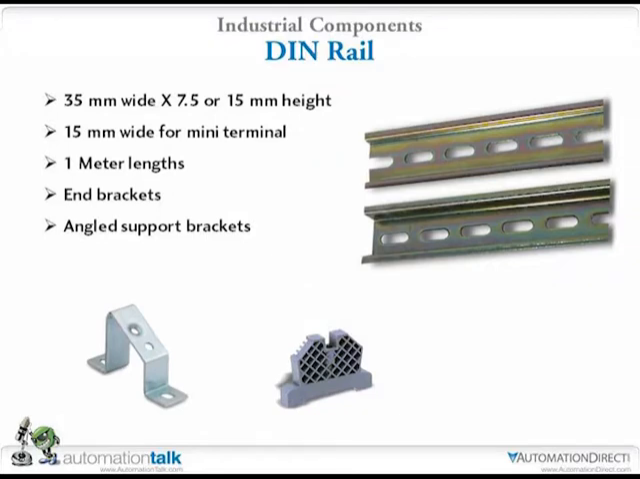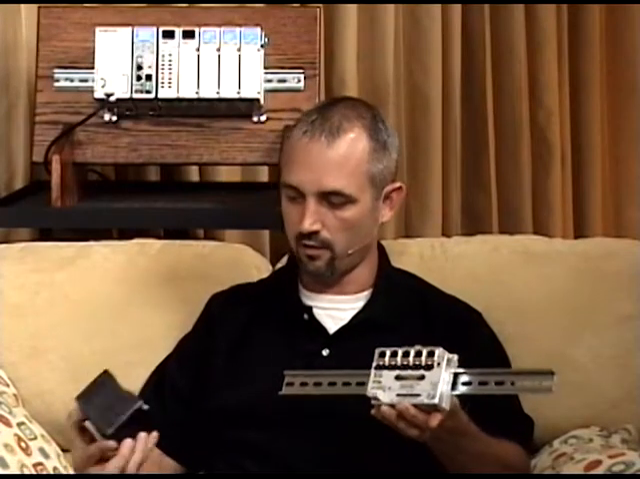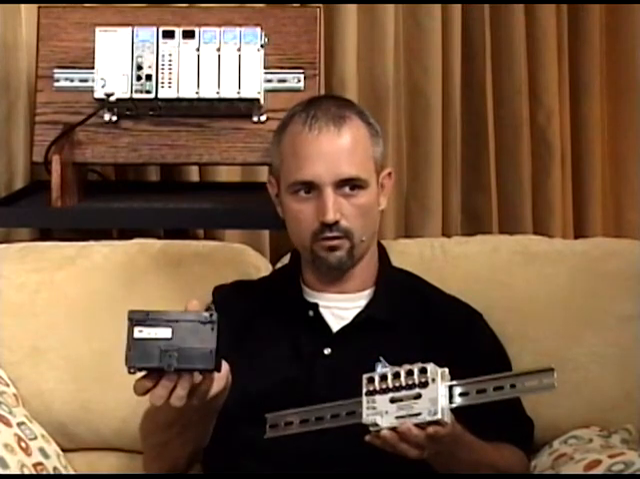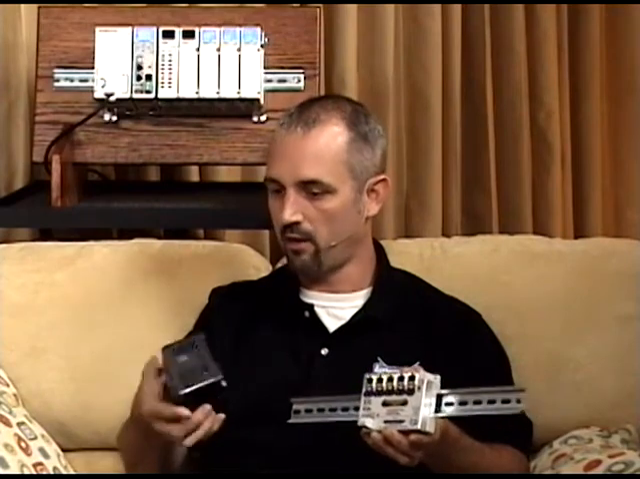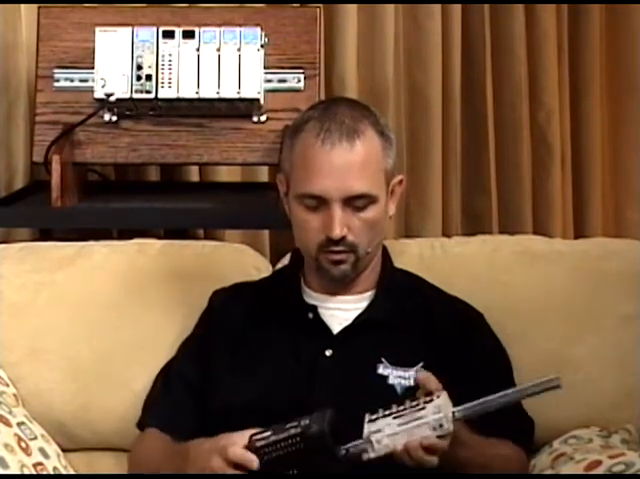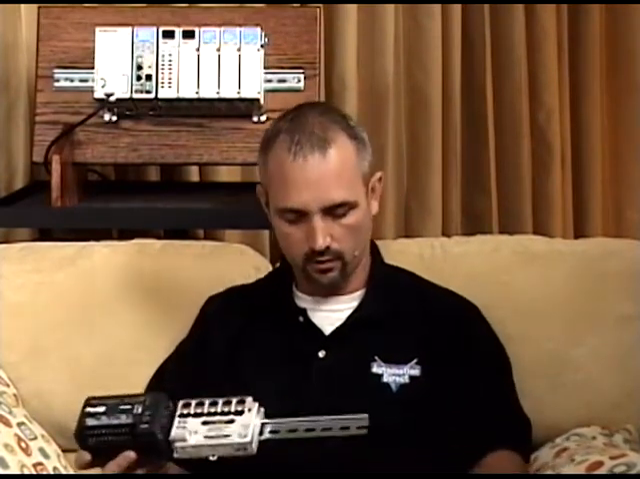Basically, the standard's 35 millimeter, and we sell that in both the 7.5 millimeter height and the 15 millimeter height. Most common is going to be the 7.5. That's going to take on anything from terminal blocks to, I've got a switch, an Ethernet switch. I've got a PLC, and in the back of the PLC, you can barely see it there. The PLC can be panel mounted with screws or DIN rail mounted. You see how quick and easy that is.